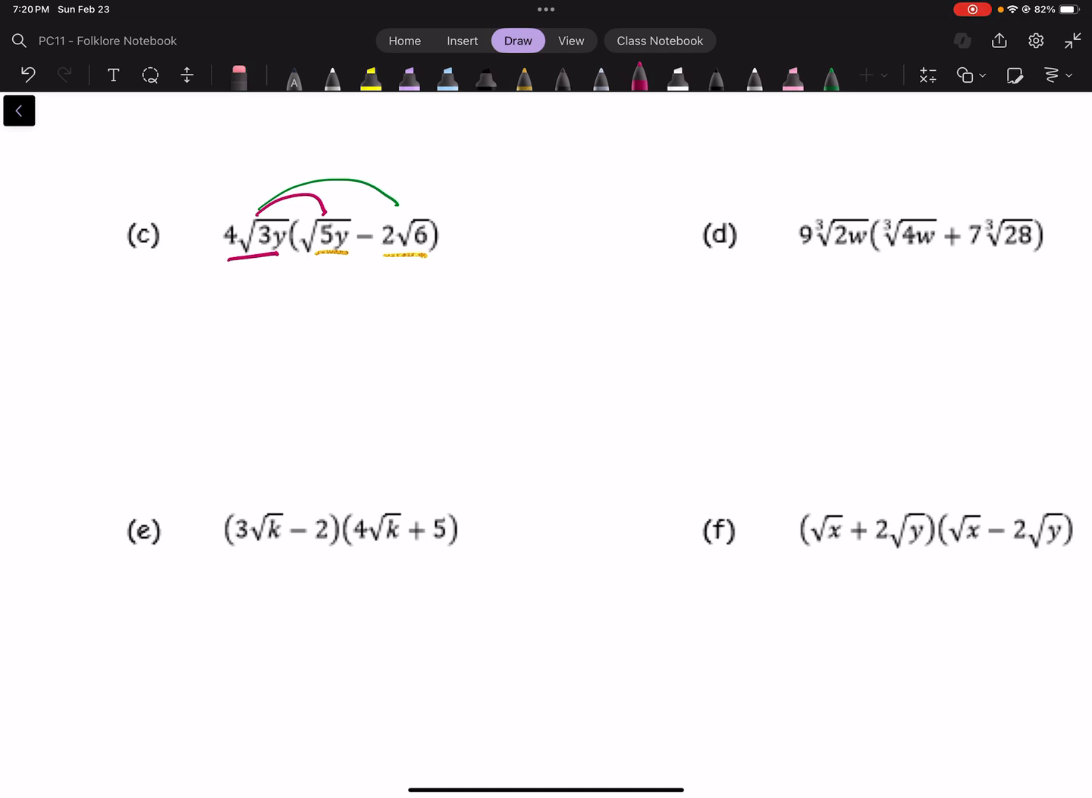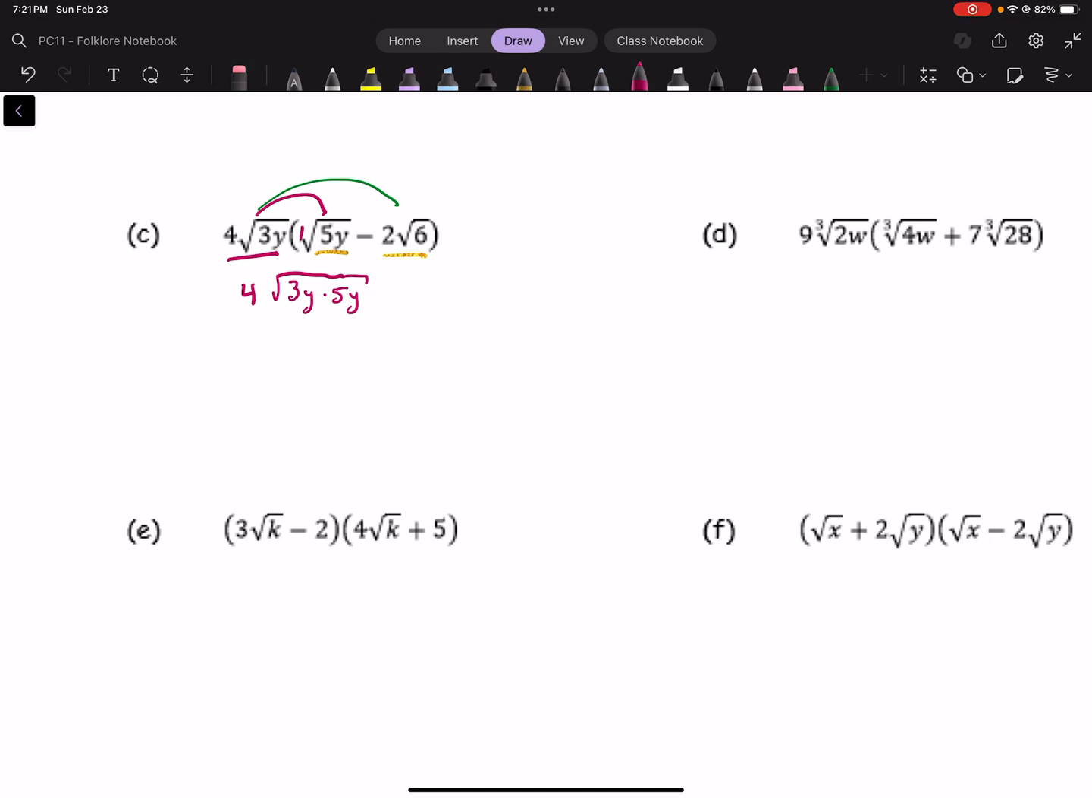So 4 root 3y times 4 times the root of 3y times the root of 5y. So really, this is going to be, I'm going to multiply the coefficients, and there's an imaginary coefficient in front of the root of 5y. We have 1, so 4 times 1 is 4, times, now 3y times 5y. Now, do you see how there is a perfect square factor of y squared there? So I'm going to combine that later.